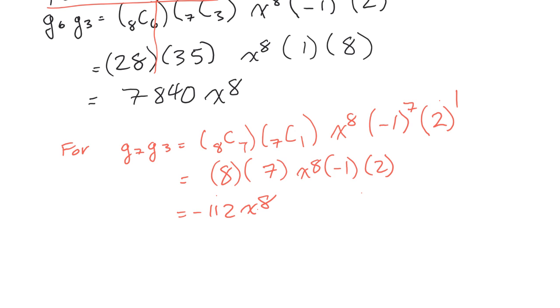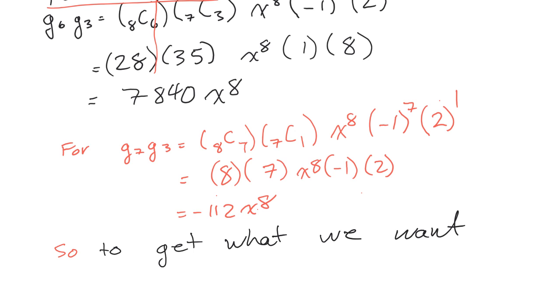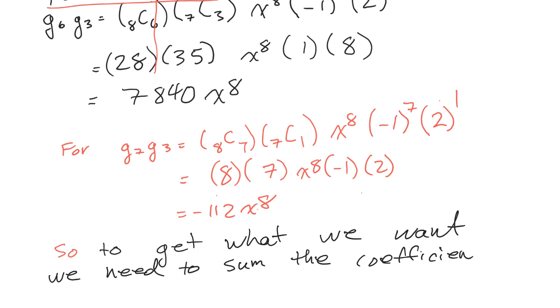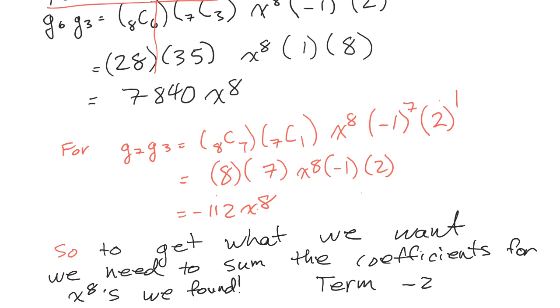Now, you'll notice that all of the x terms have a coefficient in front, and all that I'm looking for is the coefficient. So we just have to sum up the coefficients. To get the solution, we need to sum the coefficients that we calculated for all the x to the power of 8 terms we found. And there are 4 terms, and when you add them all up, your term is going to be negative 20,944 x to the 8.